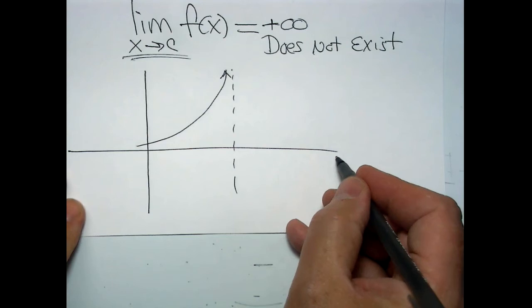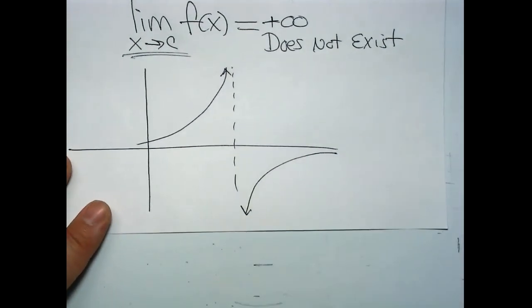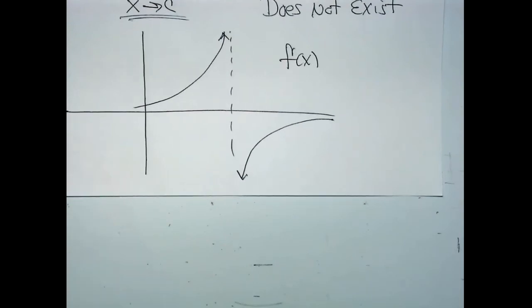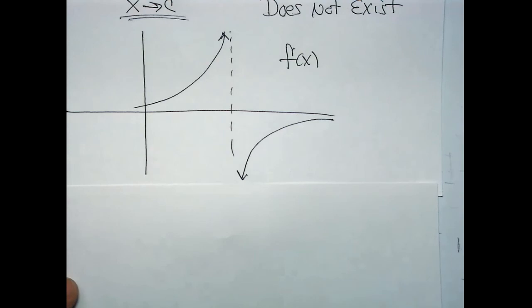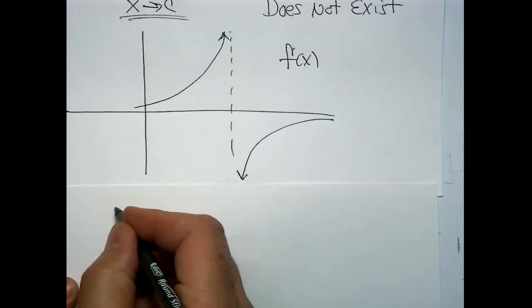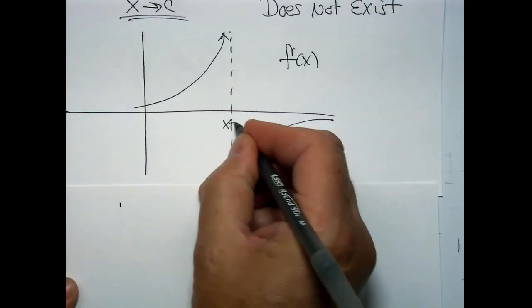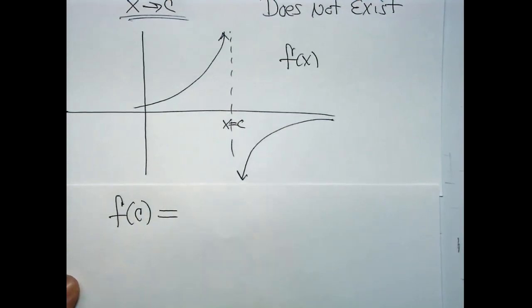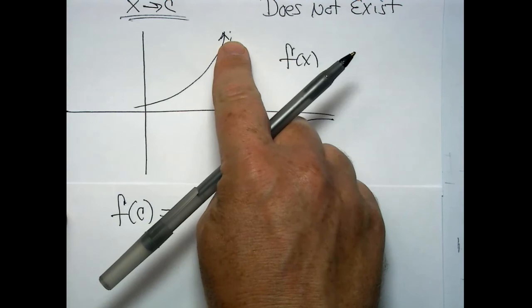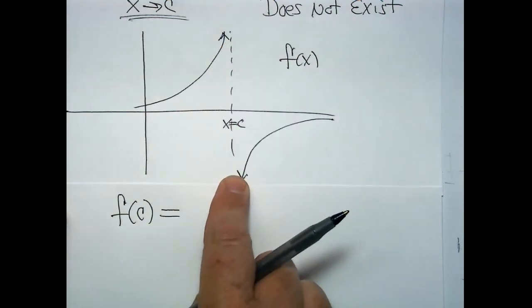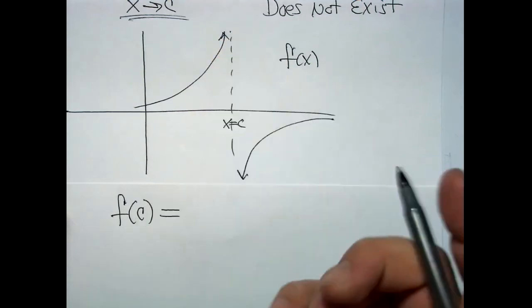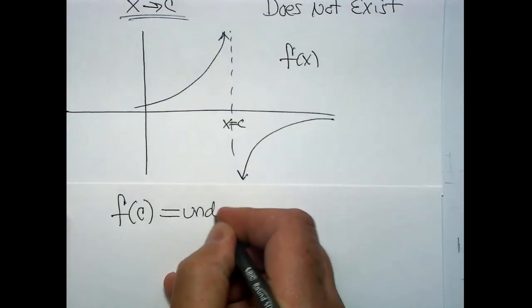What about this one? Here's my new function, f of x. Now remember, there's a difference between evaluating the function and running the limit. Well, what's the f of c? I can't say it's infinity because over here it's saying it's minus infinity. It can't quite make up its mind, so in this case it's just undefined.